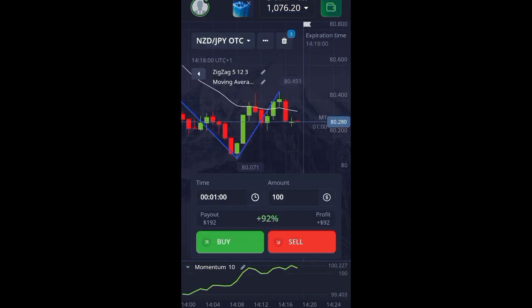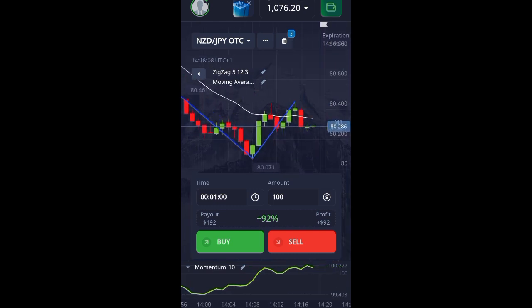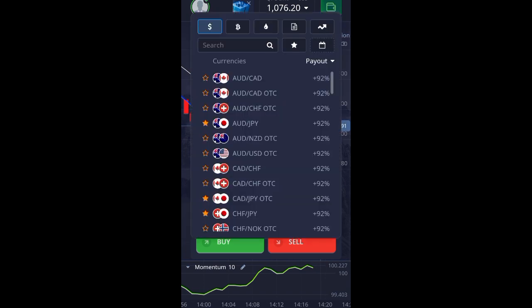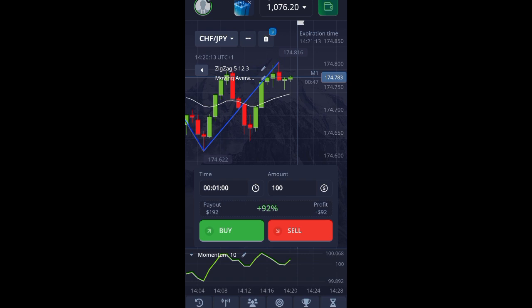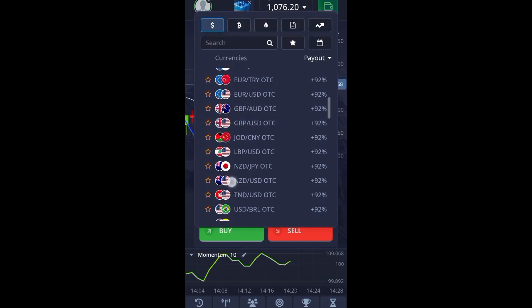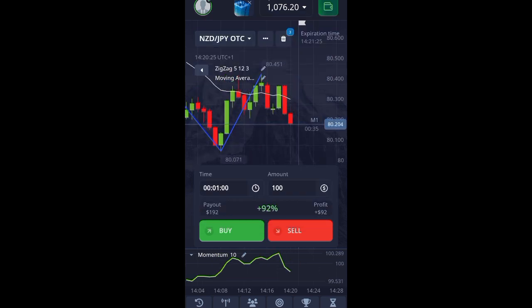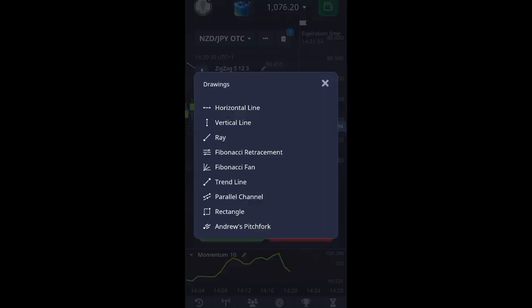So we'll be moving to another market to see what the market holds, and this is the NZD JPY OTC, just running a quick check and a quick analysis on this market. And we move to the CHF JPY, just checking the market and running some analysis to see which market holds a favorable condition for us to trade on right now.